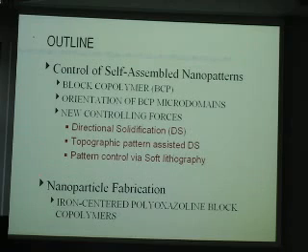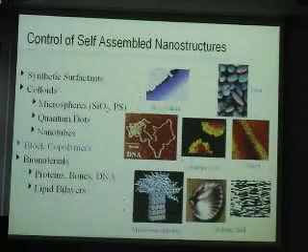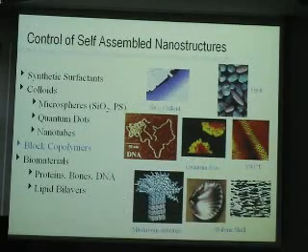In the second part, I'll show you we actually used the new types of block polymer to fabricate nanoparticles on surface in a very simple way. So let me start with some examples of the nanostructures we found in nature as well as synthetic way.